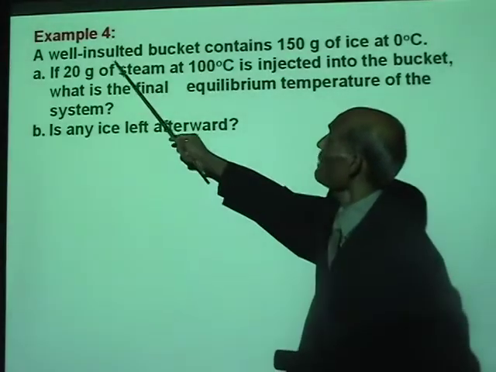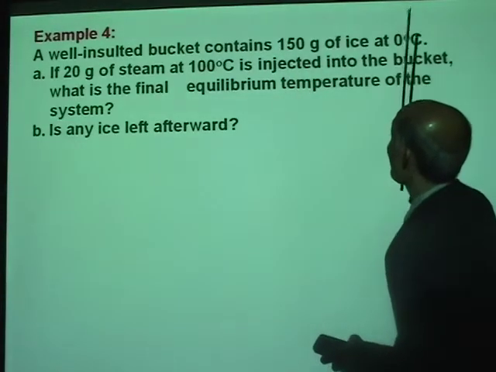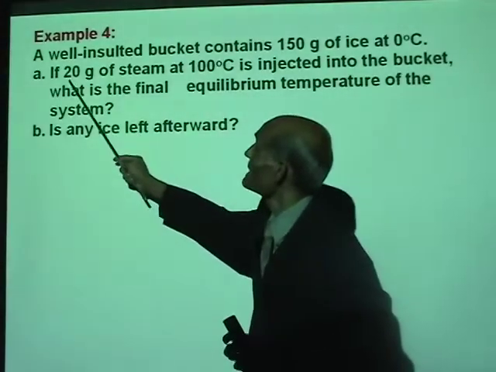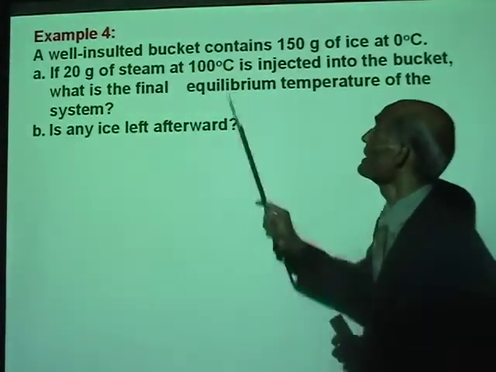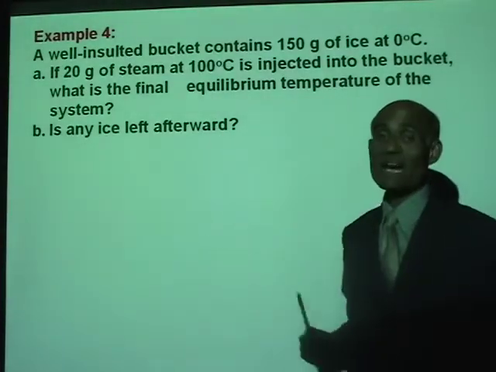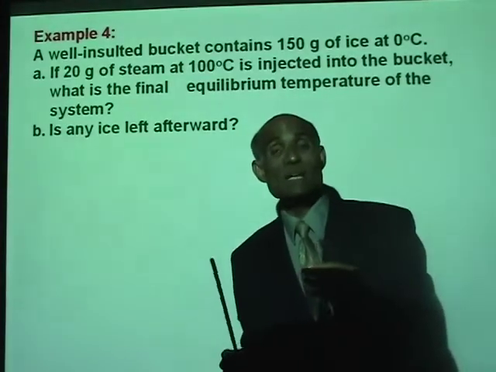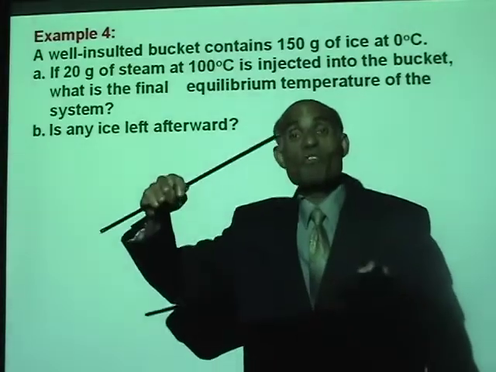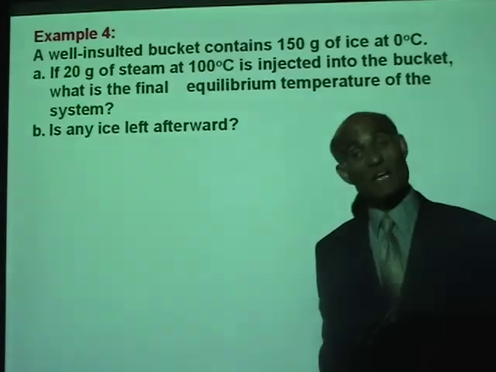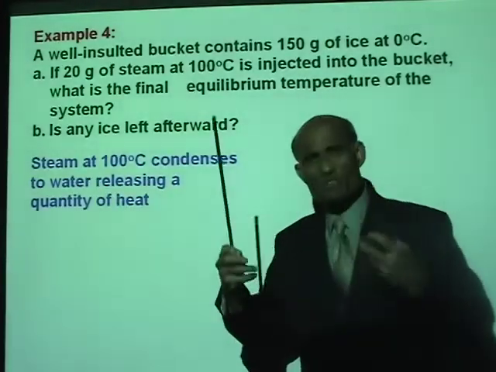So what do you have? A well-insulated bucket contains 150 gram of ice at 0 degrees Celsius. And we're going to inject this much steam at 100 degrees Celsius into that ice. The question is, will all the ice be melting? And if so, what is the final common temperature? Or is there any ice left? How do we start it? First of all, picture this problem.